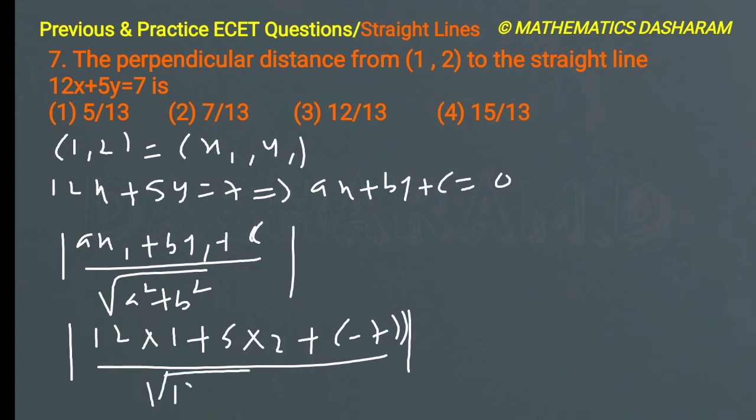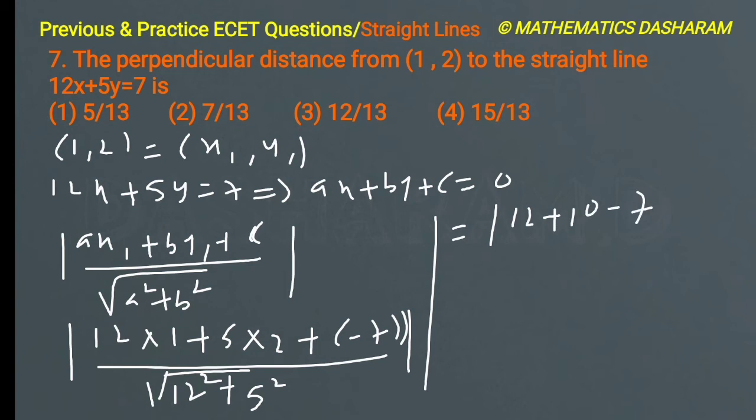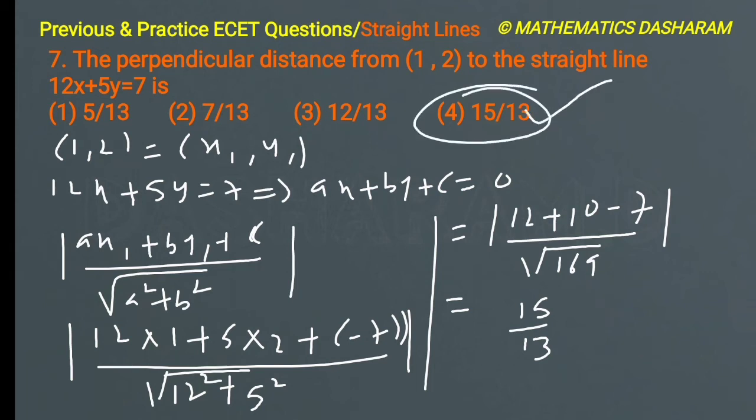The a value is 12 and the b value is 5. So next it equals 12 plus 5 twos are 10 minus 7, divided by the square root of 12 squared, 144, plus 5 squared, 25, so total 169. So 12 plus 10 is 22, 22 minus 7 is 15, divided by root 169, which is 13. So 15/13 is the perpendicular distance. So option 4 is correct.